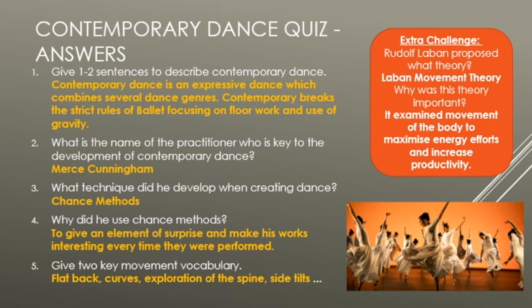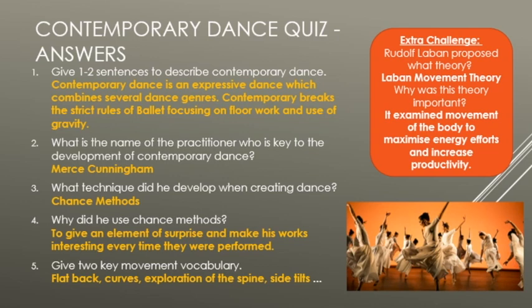Question number 2. What is the name of the practitioner who is key to the development of contemporary dance? Now, hopefully you should all have got this right. So Merce Cunningham was the name of the practitioner who you'll be studying throughout this unit. Question number 3. What technique did he develop when creating dance? He developed chance methods. Give yourself a mark if you got chance methods. Question number 4, why did he use chance methods?